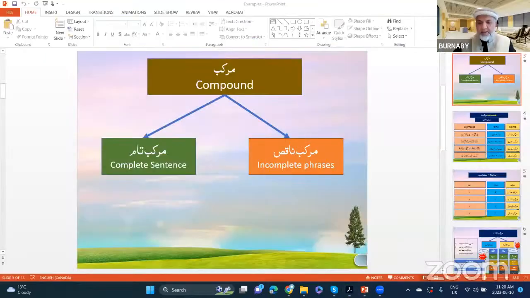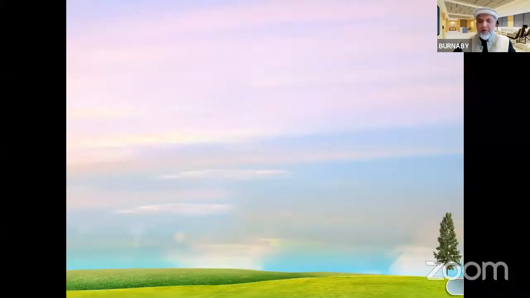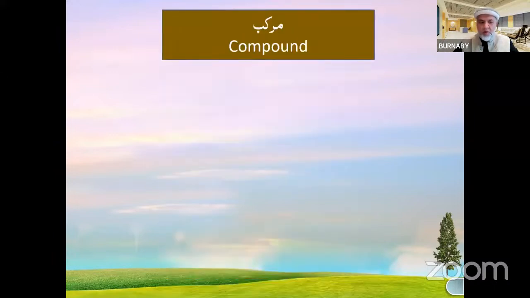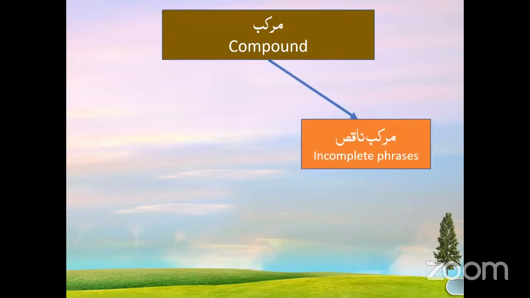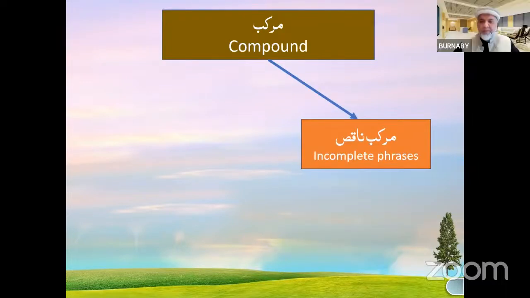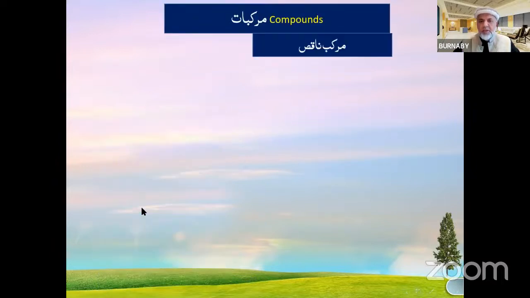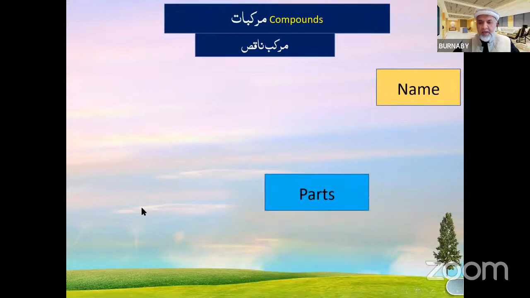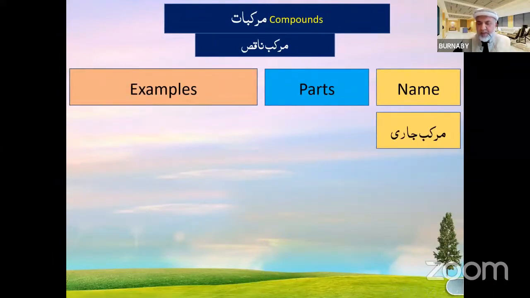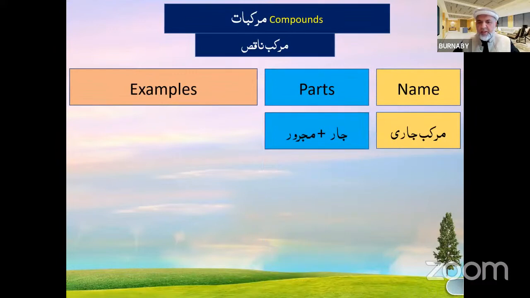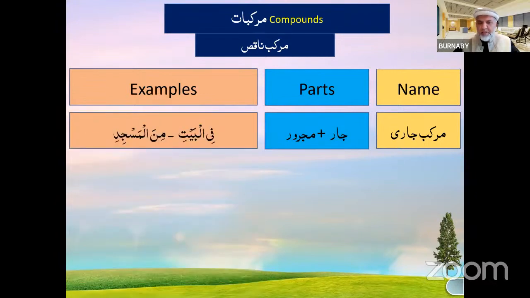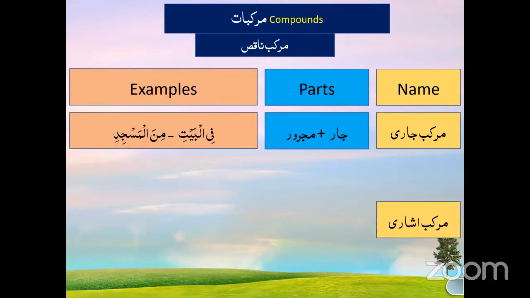So if everyone is back, I want to do a quick high level review of this concept, what we are trying to accomplish. We are trying to accomplish the Murakkabat. We have Murakkab Naqisa, which are the incomplete phrases, and we have the Murakkab Tam, which is the sentence. In the Murakkab Naqisa, we have Murakkab-e-Jari, and that's what we are focusing on right now. It is Jar plus Majroor. When we say Majroor, it is Ism Majroor. Example is Fil Bayti, Min Al Masjidi.